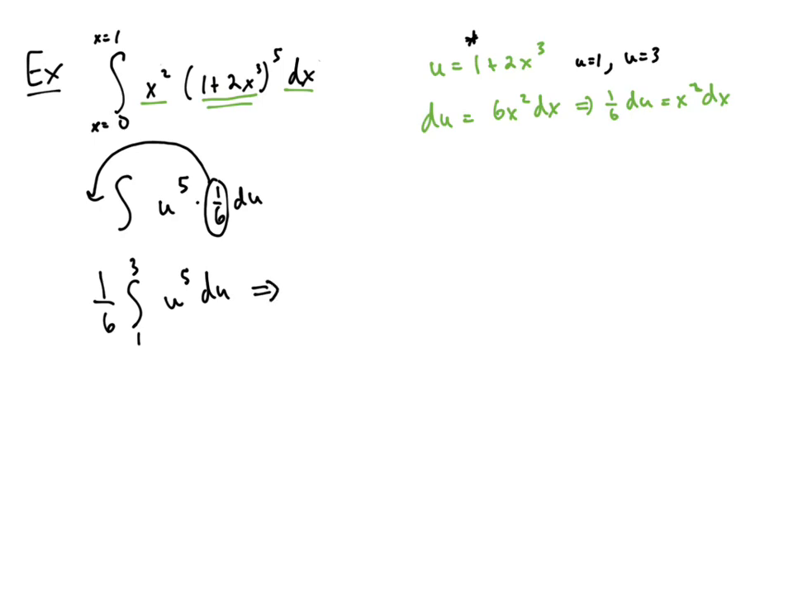So getting the antiderivative of u to the 5th, we'll have 1/6 u to the 6th over 6. The antiderivative will be u to the 6th divided by 6, and then we're going to evaluate that from 1 to 3.